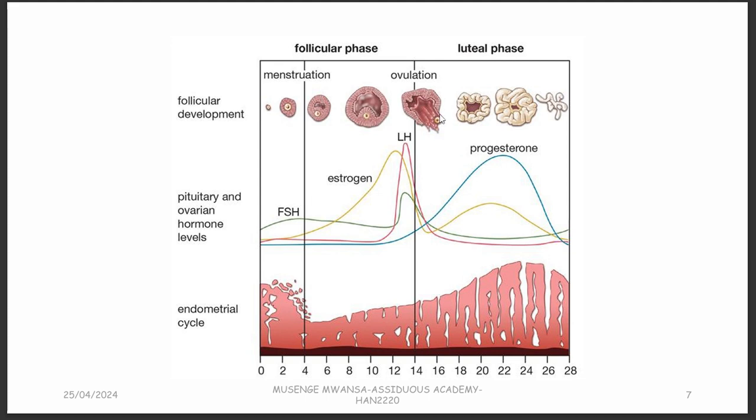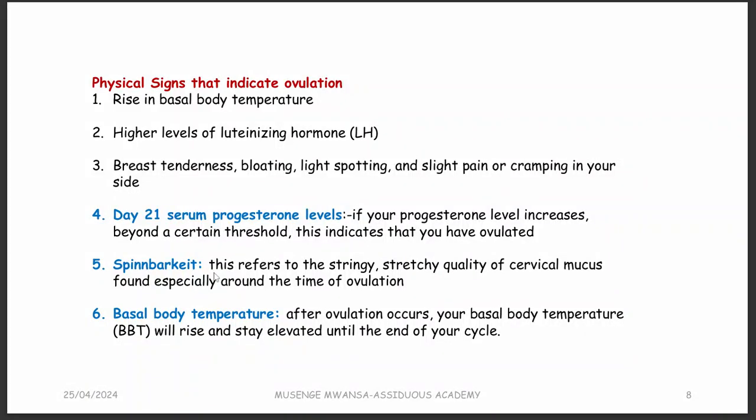So the egg has been released in case fertilization happened. Progesterone by the 21st day is very high in preparation for the implantation, because it is the one which maintains the uterus. And then there's also what is known as spinnbarkeit, which is basically the stretchy quality of the cervical mucus. If you see the mucus from the cervix, it's going to be a bit stretchy, so you can know that ovulation has happened or is around the corner.